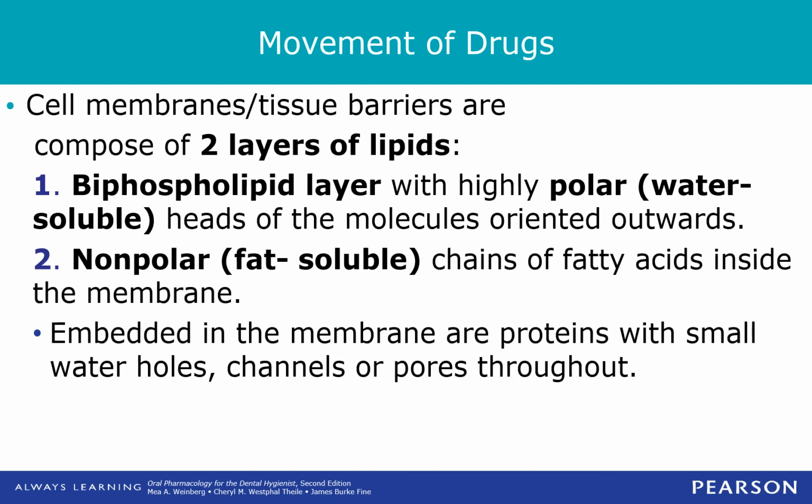Remember this slide. Cell membrane tissue barriers are composed of two layers of lipids, bi-phospholipid layers with highly polar, water-soluble heads of the molecules oriented outwards, and nonpolar fat-soluble chains of fatty acids inside the membrane. Embedded in the membranes are proteins with small water holes, channels, or pores throughout. So they're difficult to visualize. Let's go on to the next slide to give you a better understanding.